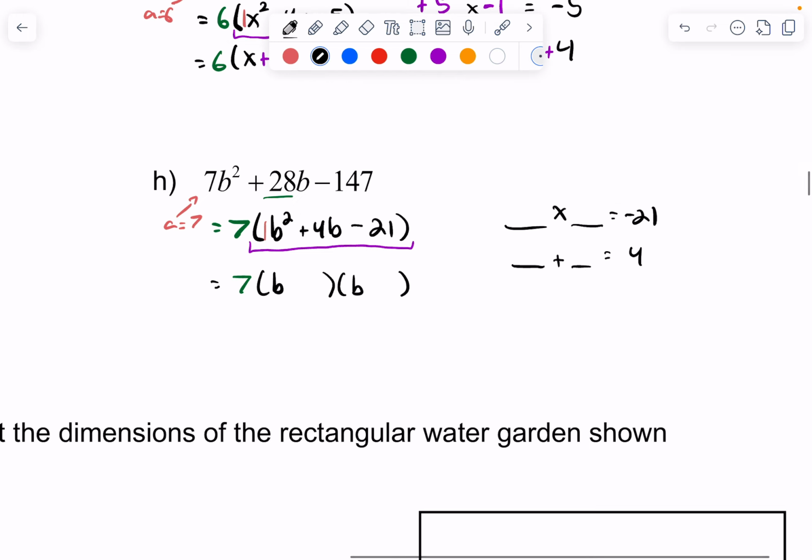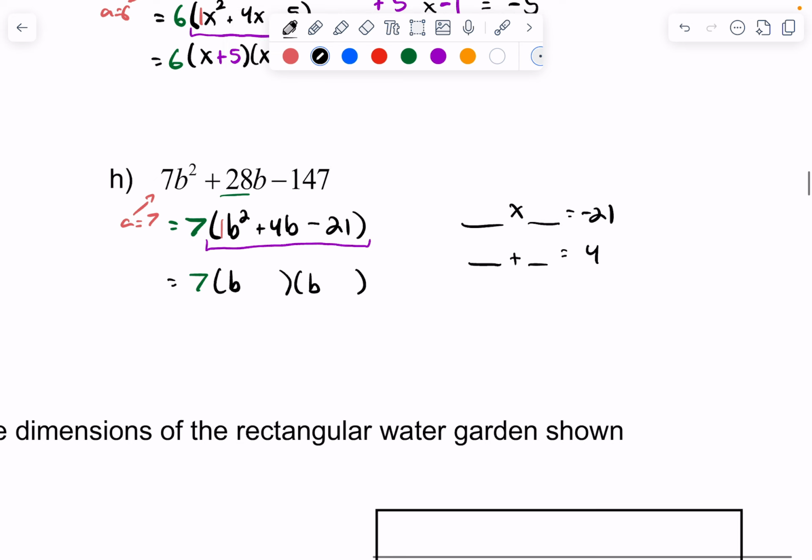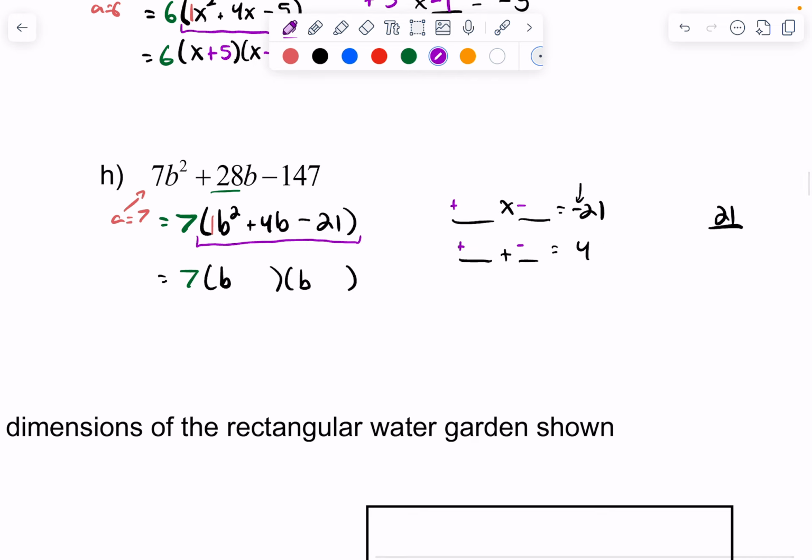All right, so go through if you're not familiar with your multiples of 21. And again, this is negative, so we'll have a positive and a negative combination. Well, multiples of 21 are 1 and 21. And you're going to stop when you get one that would give you 4. And then you have 3 and 7.